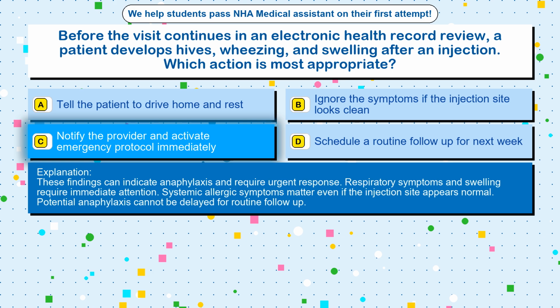These findings can indicate anaphylaxis and require urgent response. Respiratory symptoms and swelling require immediate attention. Systemic allergic symptoms matter even if the injection site appears normal. Potential anaphylaxis cannot be delayed for routine follow-up.